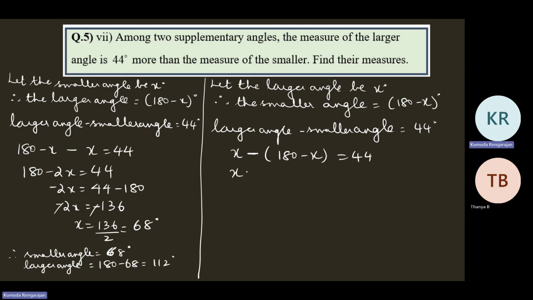Here when you solve, x minus 180 plus x is equal to 44. 2x is equal to 44 plus 180. This is where I went wrong. 224. x is equal to 224 by 2, which is 112. x is equal to 112.